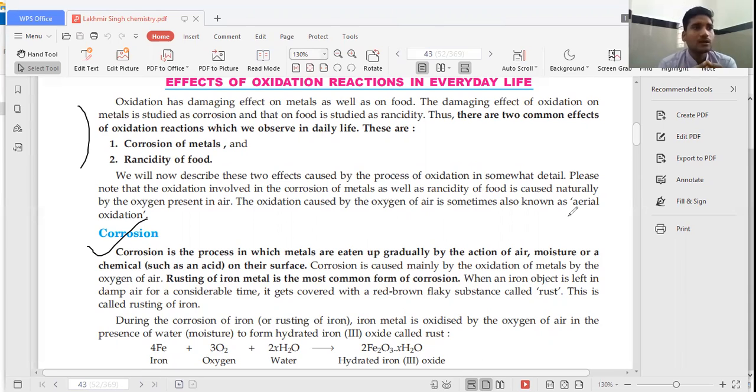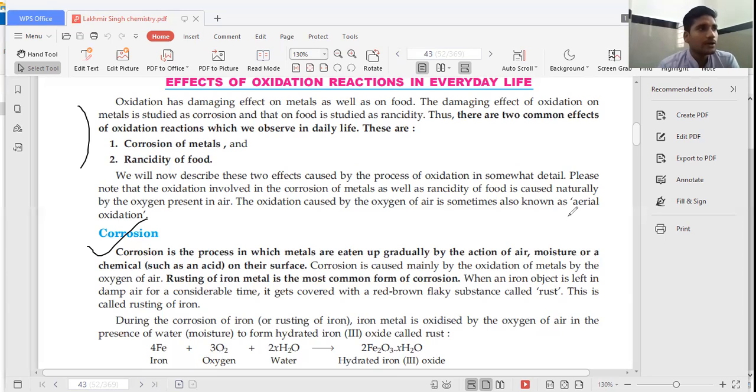In the next chapter, after acid, bases, and salt, I will tell you about the metals and non-metals, and at that time I will tell you the reactivity series. I think in one of the previous lectures also I have told you about the reactivity series, right? So on the basis of the reactivity series, you will see that metals like platinum, copper, gold, silver have a lesser tendency to go for oxidation.